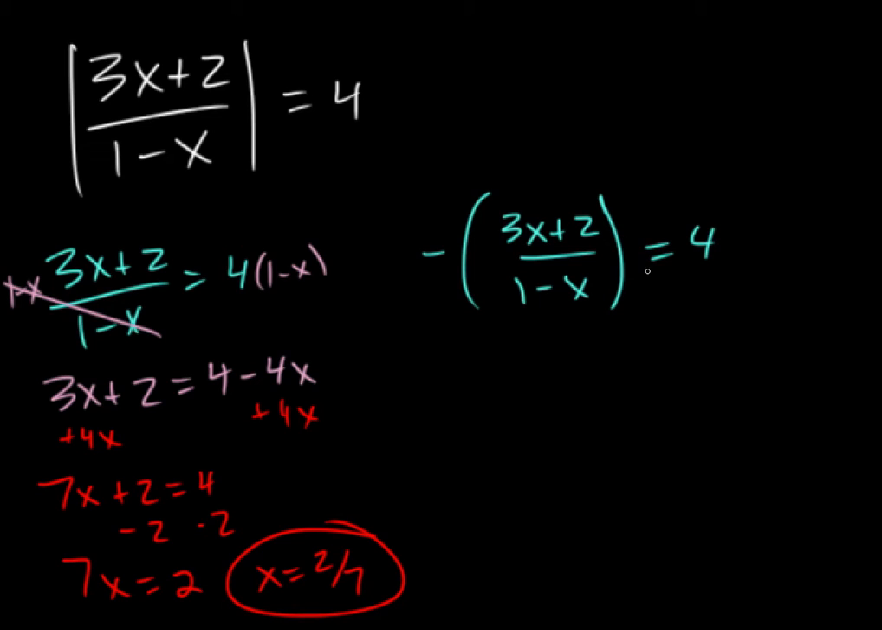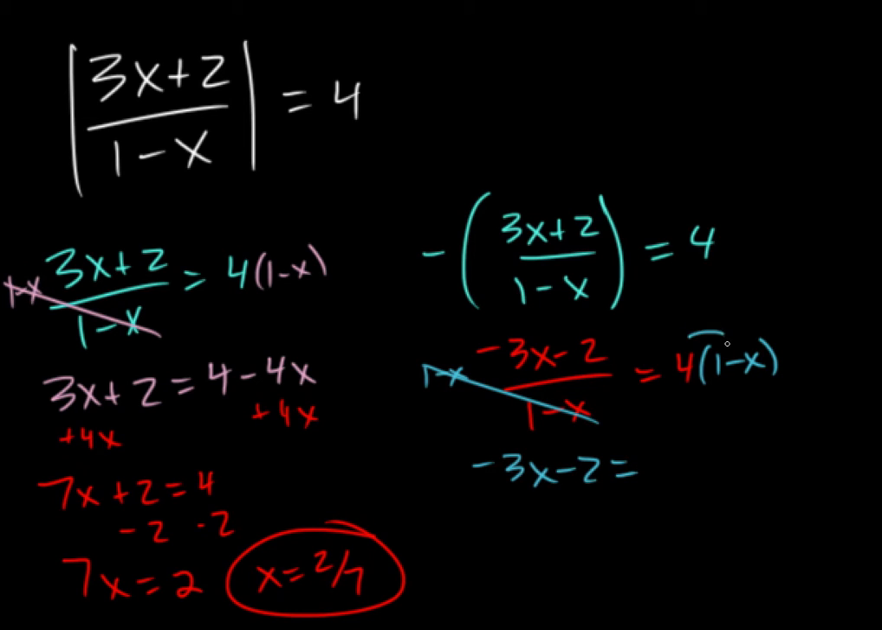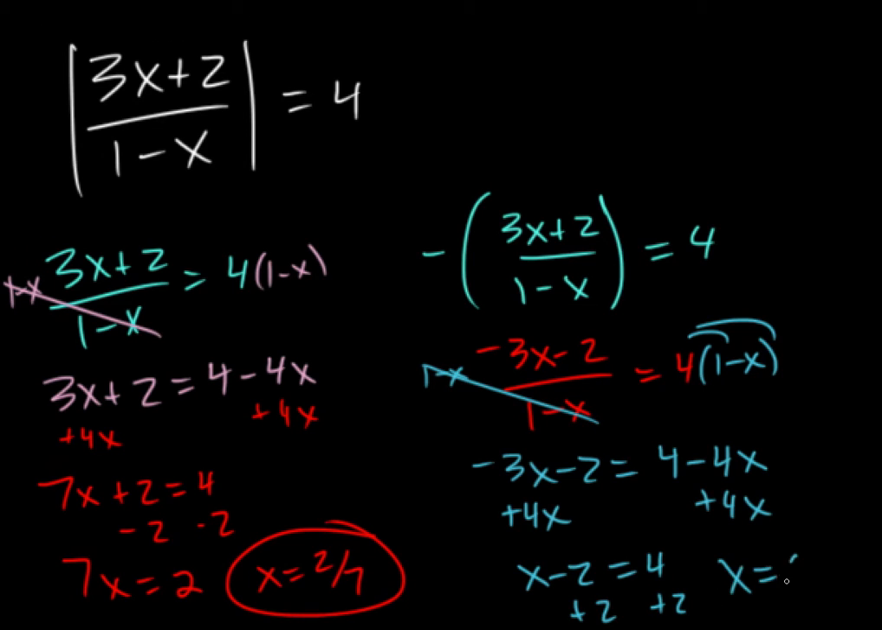Okay, now over here, I'm going to distribute the negative to the top. I'm going to multiply both sides by 1 minus x. And I'm going to distribute. I'm going to add 4x, add 2. So x equals 6 or x equals 2 sevenths.